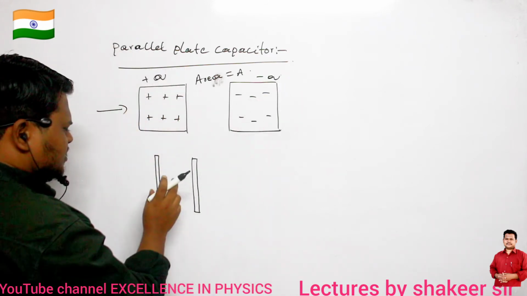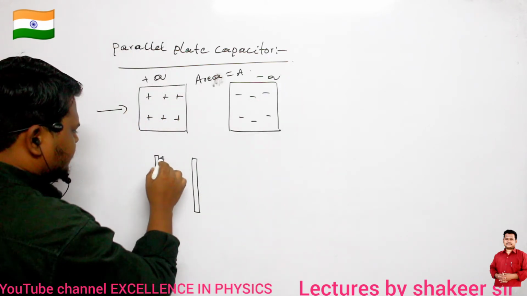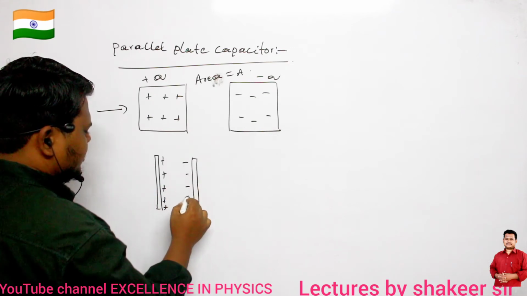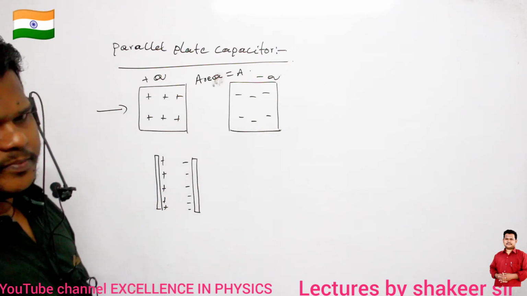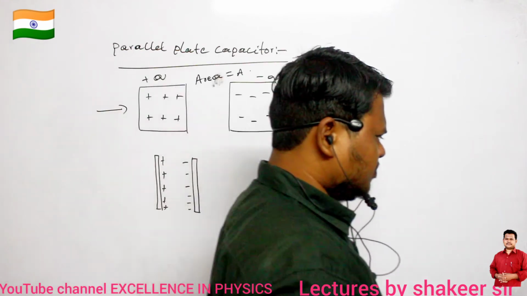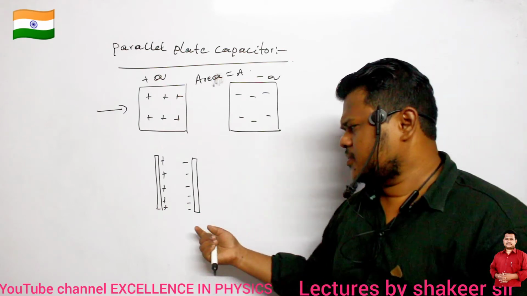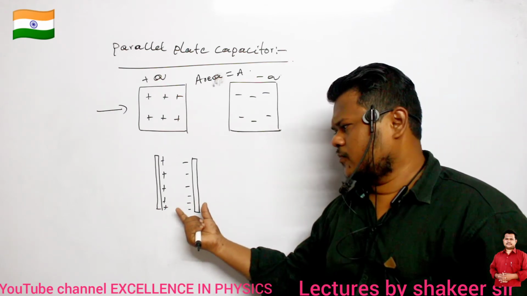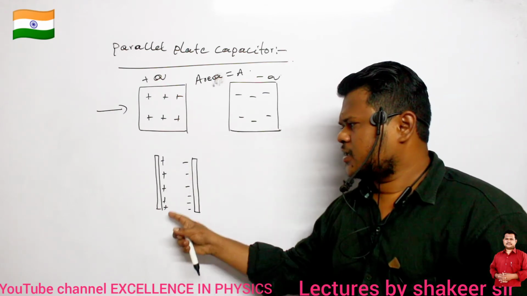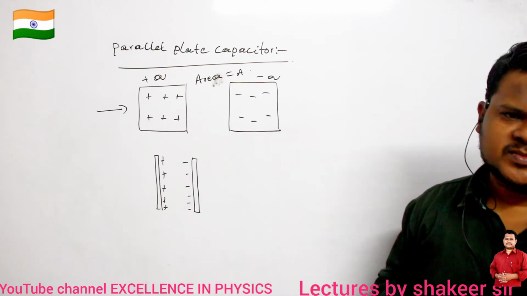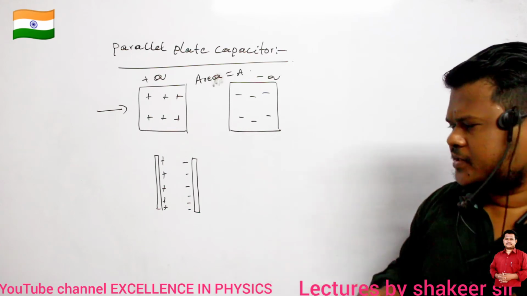So I am placing these two plates side by side. This is the positive charge present here, and this is the negative charge present on the second plate. So first of all, one important point you should understand is that when you place two parallel plates very near to each other, charge will be deposited only on the inside surface of these plates. What is the reason?